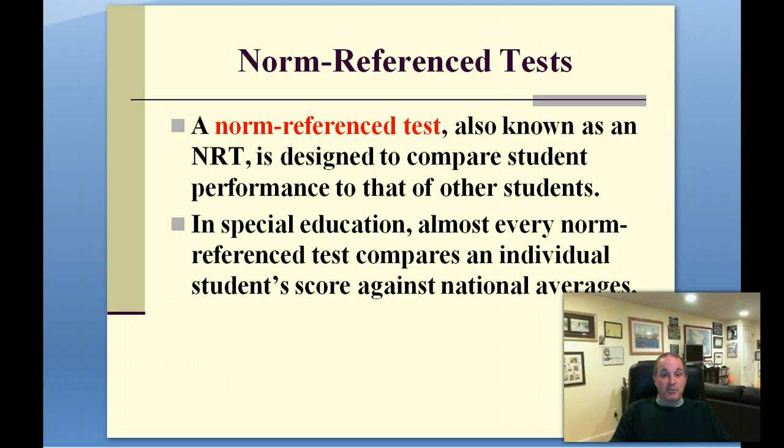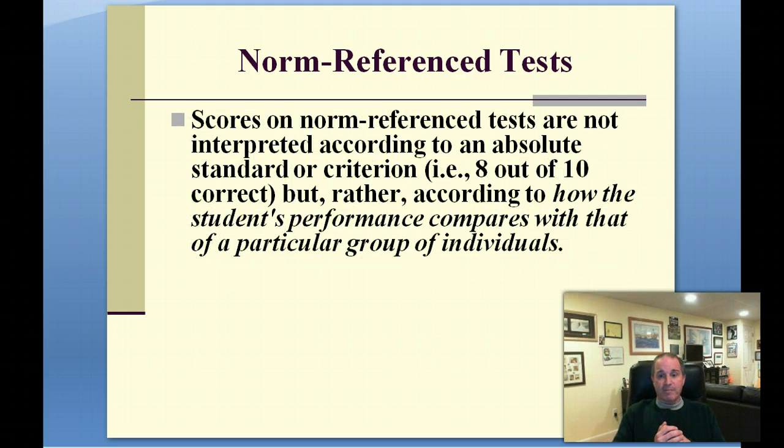And now we're going to talk about the two different types of tests that you'll see in special education, and those are norm reference tests and criterion reference tests. Now, a norm reference test, also known as an NRT, is designed to compare student performance to that of other students. And in special education, almost every norm reference test compares the student's score against national averages of some sort. So when you think of norm reference tests, you are comparing a child's score to other scores within the population.